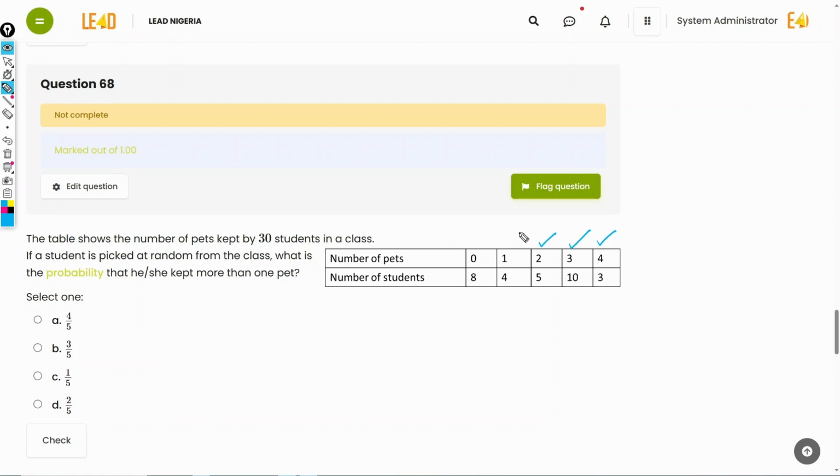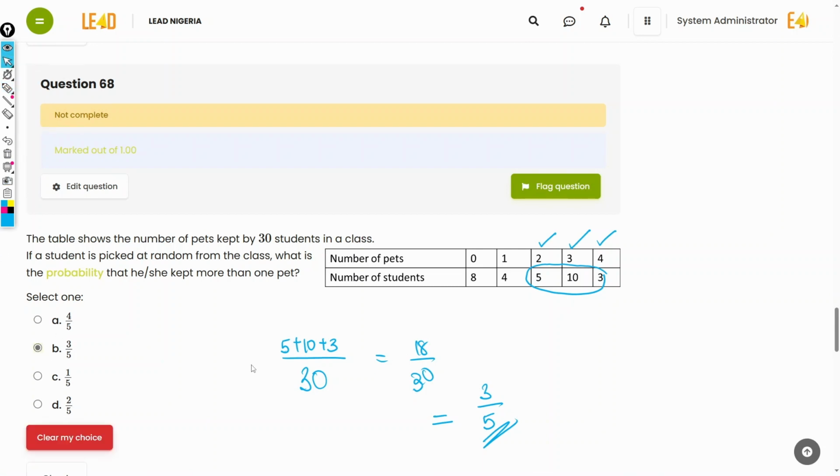So that means that the total number of students is 30, but the number of students that fit into our selected category is 5 plus 10 plus 3, which gives 18 over 30, which we can simplify by dividing by 6 to 3 over 5. So there's a 3 in 5 chance that this student kept more than 1 pet.